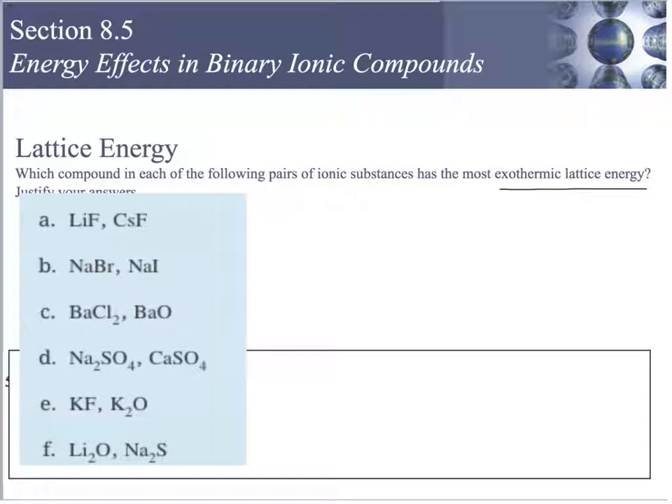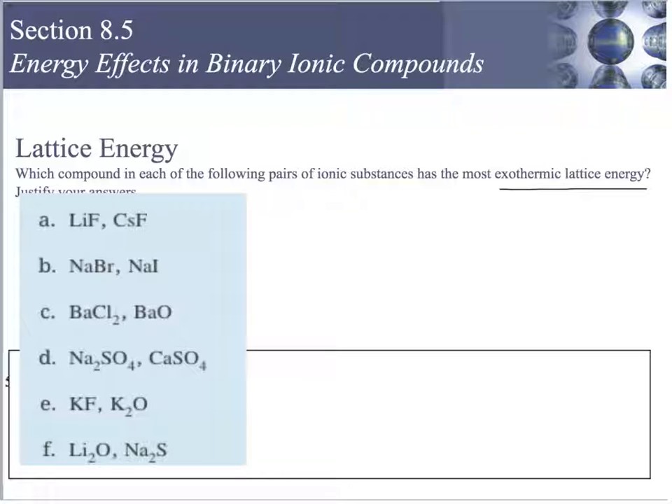For the next one, we have barium chloride and barium oxide. So the barium is the same, and then if we look at the chloride ion, that's -1, and with oxygen that's a -2. So the only thing we're dealing with there is the size of the ions again, and oxygen is higher and to the left of chlorine, so that means it's going to be smaller, so we would expect that barium oxide would have a higher lattice energy.